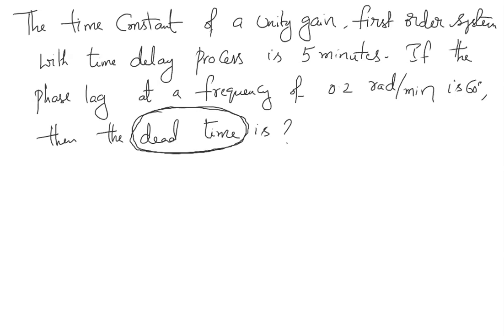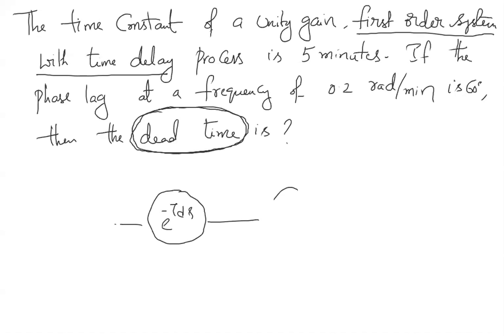So this is the previous GATE question. Very good question. First thing is you understand the problem. It is a first order system with the time delay. So that means it is two systems in series. So time delay means e power minus tau d s.